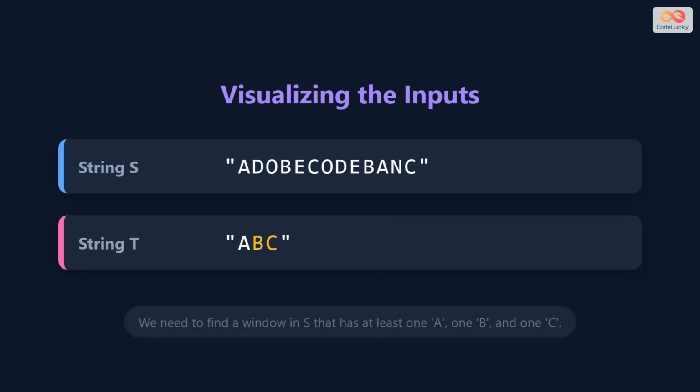Let us look at a concrete example. Our source string is ADOBCODBNC. Our target string is ABC. We need to scan through the source string and find a section that contains at least one A, one B, and one C. Note that the order of characters inside the window does not matter, only their presence.